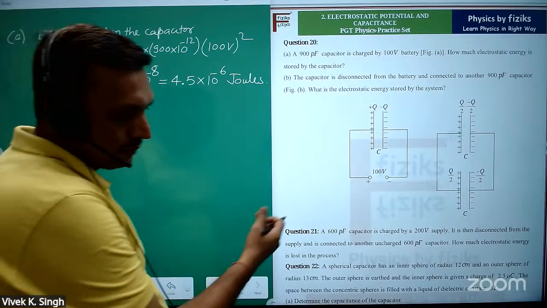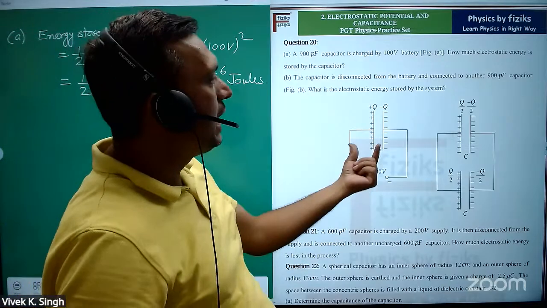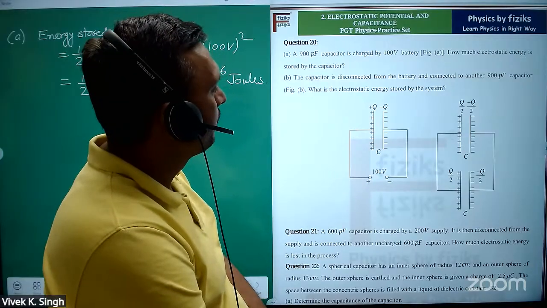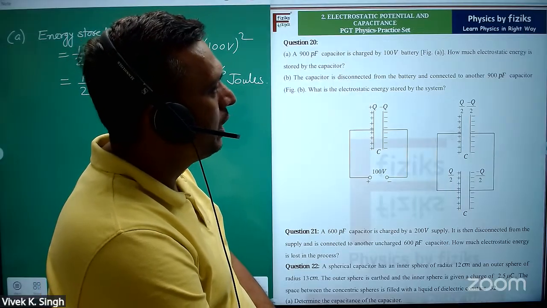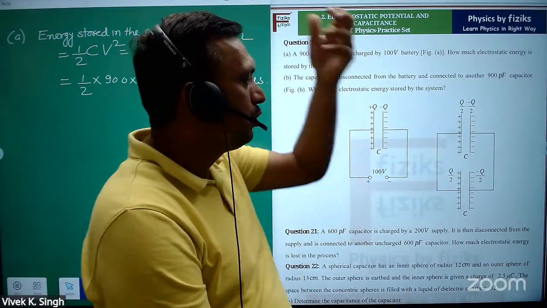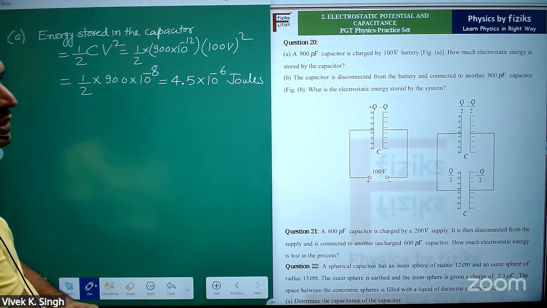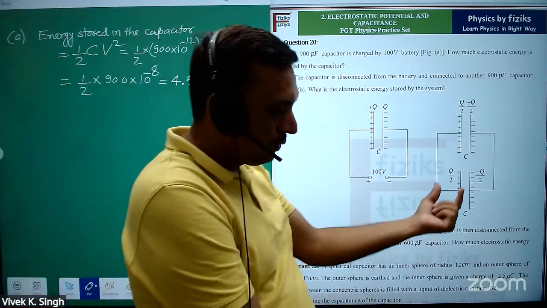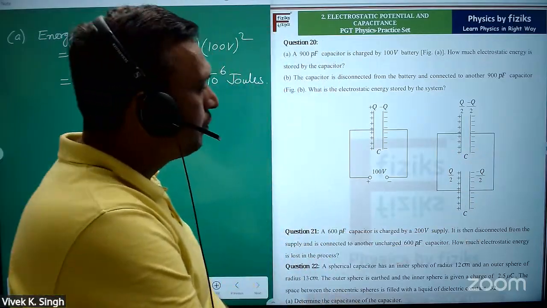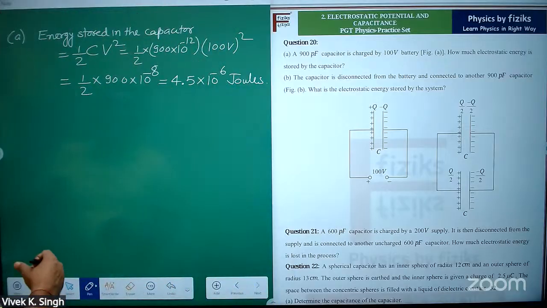In part A. Now in part B, the capacitor is disconnected. Now it is charged up to 100 volt. The capacitor is disconnected from the battery and connected to another 900 picofarad capacitor. So what will be the electrostatic energy stored by the system? Because they are of equal capacitance, what will happen? This charge will distribute equally on both capacitors.